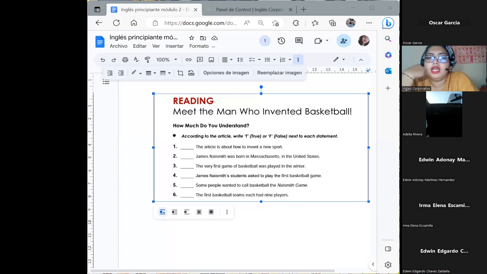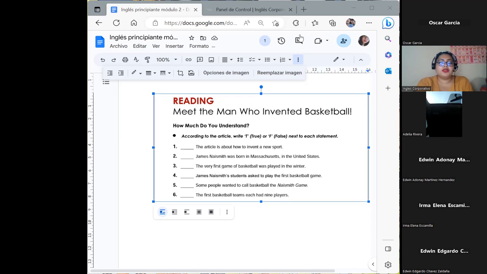Here we have the statements that we need to know if they are false or true. En este caso es si son verdaderos o falsos relacionados con la información que ya tenemos sobre el basketball. Tenemos la número uno. The article is about how to invent a new sport. El artículo se basa en cómo se inventa un nuevo deporte. Number two, James Naismith was born in Massachusetts in the United States.